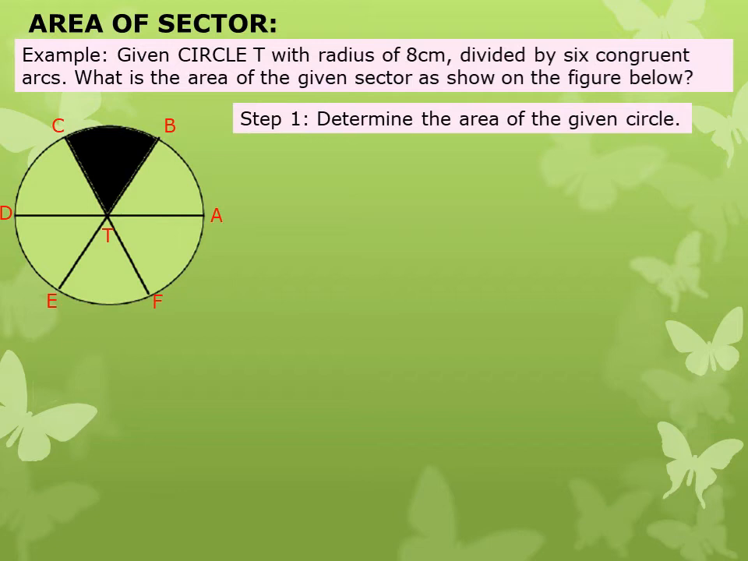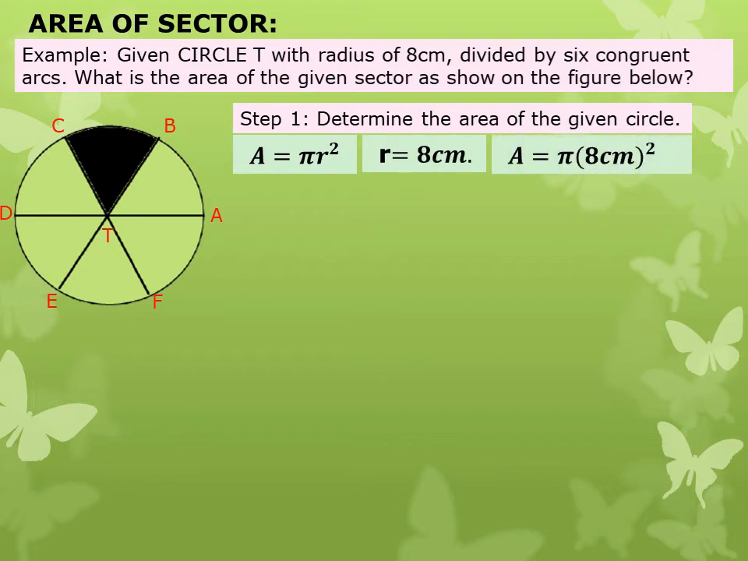So if the radius is 8 centimeters, using the formula for the area, which is equal to pi r squared, therefore, if the given r is 8 centimeters, we have now the area equals pi times 8 centimeters quantity squared, or the area is 64 pi centimeters squared. So we can write our answer up to this equation only, but we can still simplify by multiplying the value of pi, which is 3.1416.